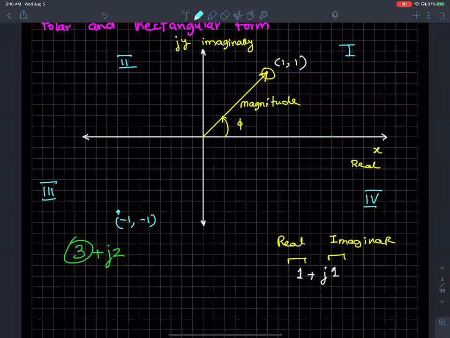Okay, now the point -1, -1, I can show its location, I can specify its location using these x and y axis coordinates, -1 and -1. So the complex number corresponding to that would be -1 plus j times -1. Or I could do the exact same thing using this other form.